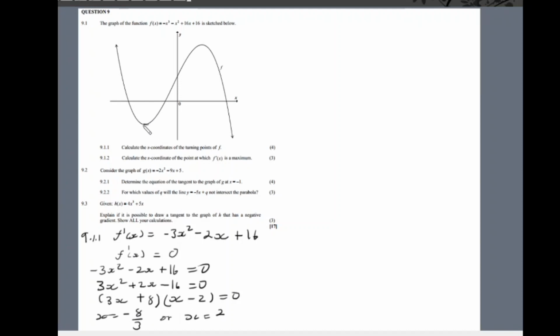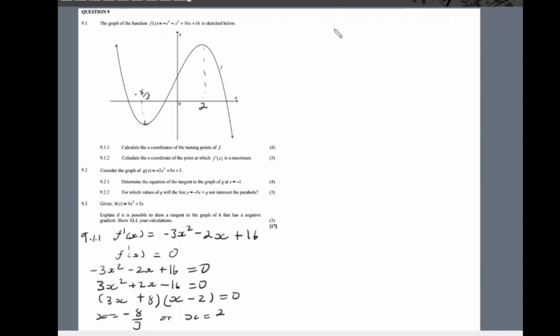So the point minus 8 over 3 will correspond to that turning point. Here our minus 8 over 3 will be here, and then this turning point will correspond to the x value of 2, right?